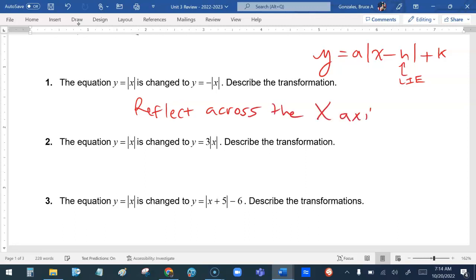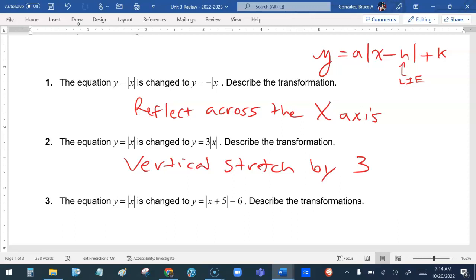It flips over the x, okay? All right, what if there's a 3 in front? If your a value is 3, that's going to be a vertical stretch by 3, okay, a factor of 3.